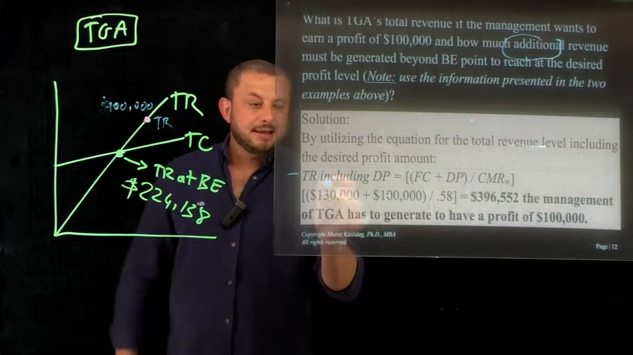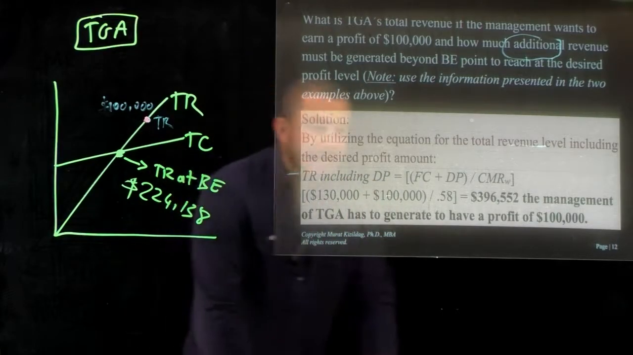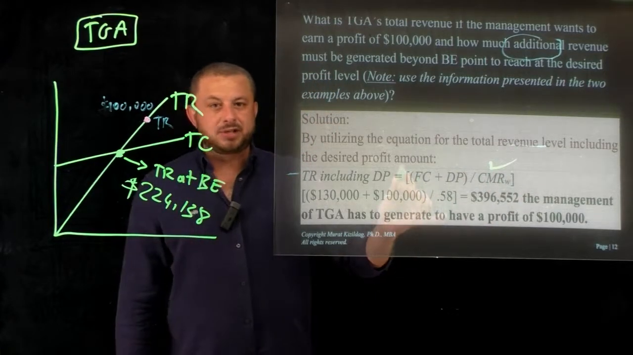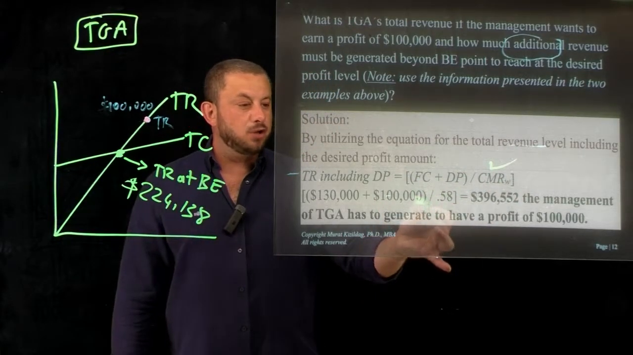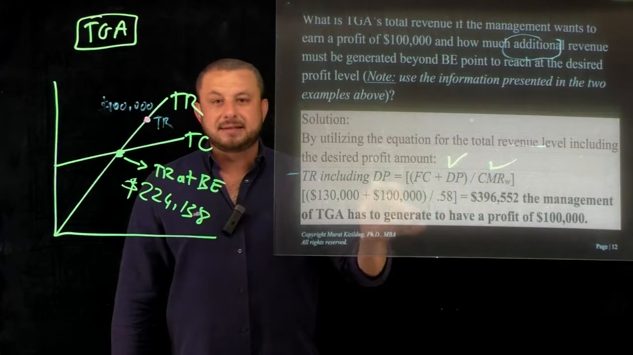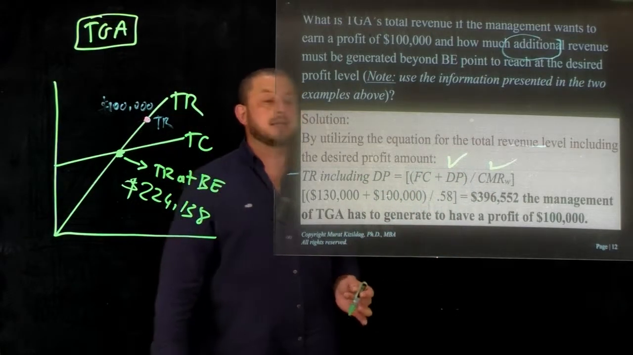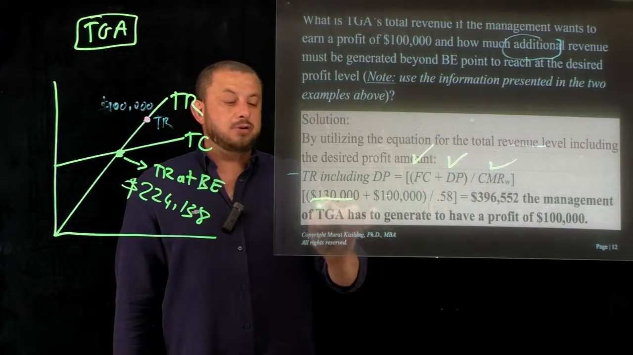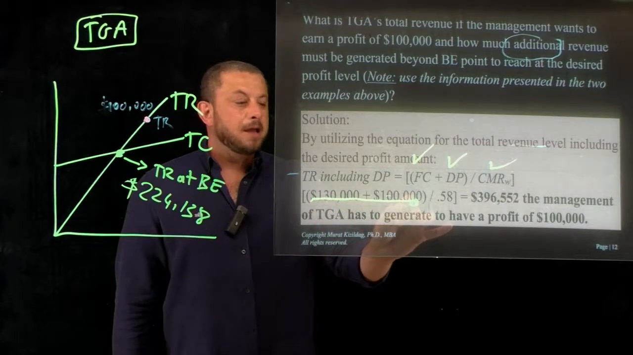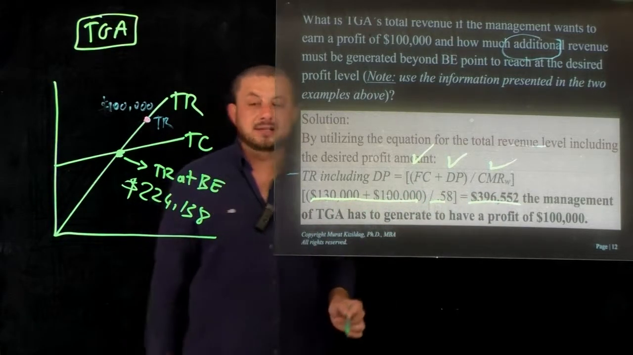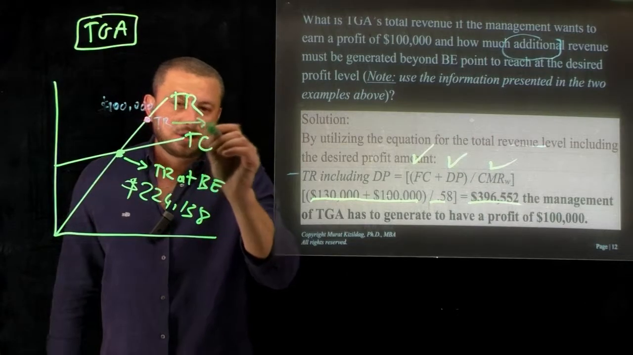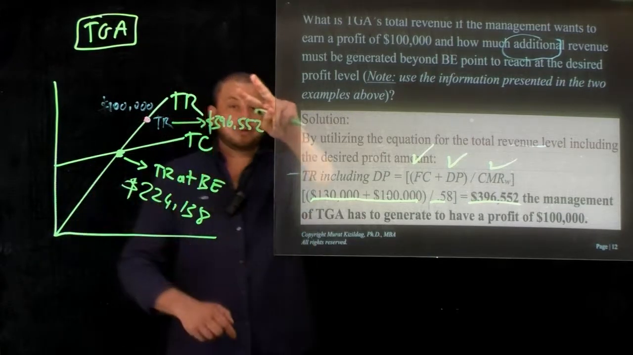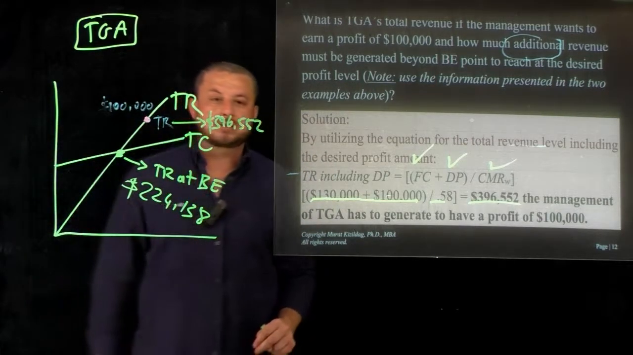So TR including DP equals FC plus DP over CMRW, 58%. We are still on the TGA example. It's 58%, 0.58. DP is given in the question as $100,000, and FC is also given, so $130,000 plus 100,000 over 0.58. I need 396,552. That's the 396,552 I have to generate from those two departments if I want to make $100,000 profit.